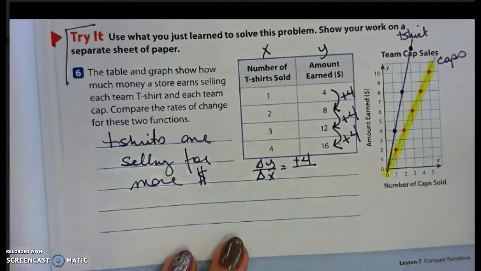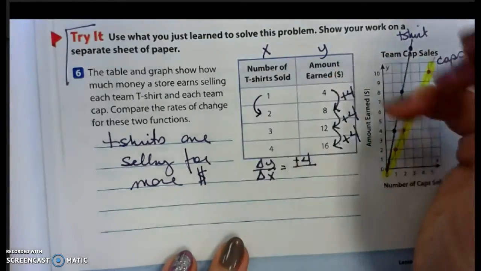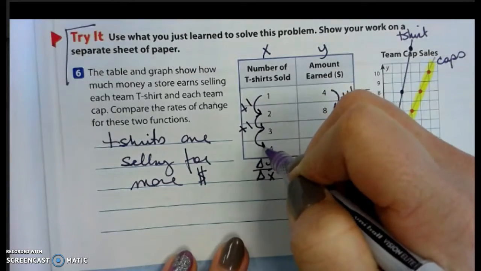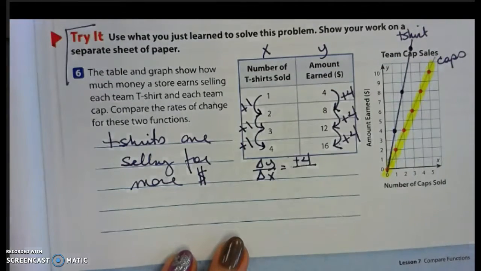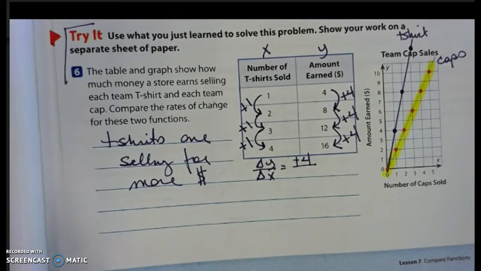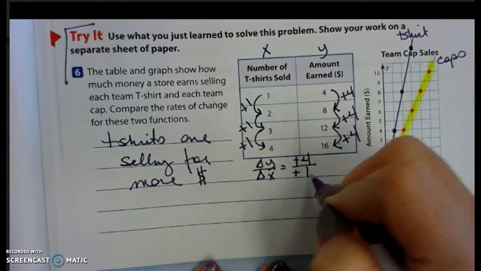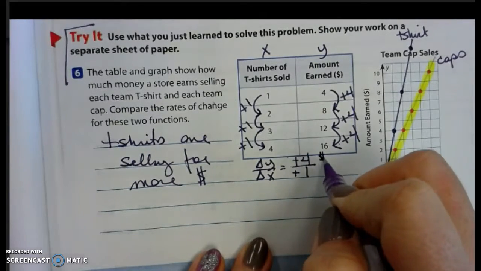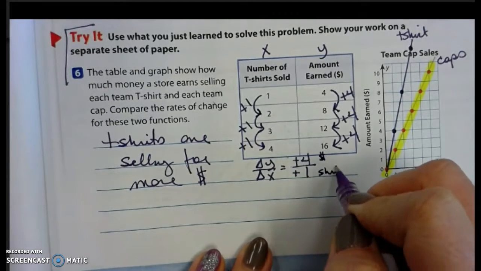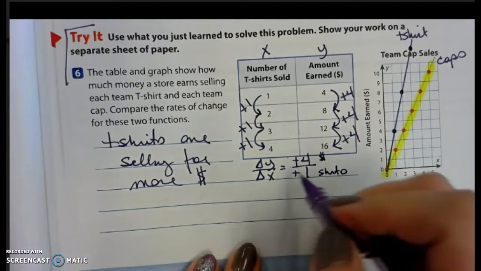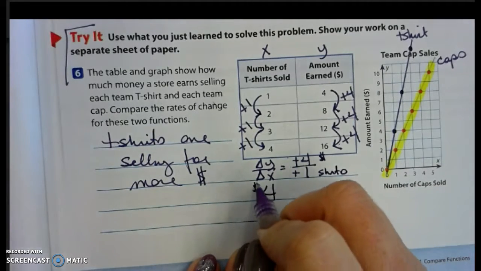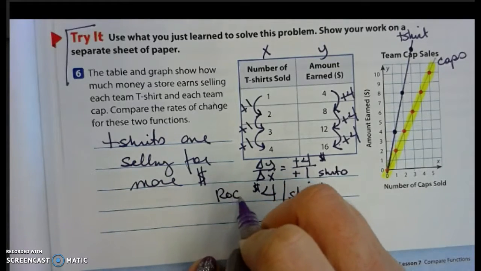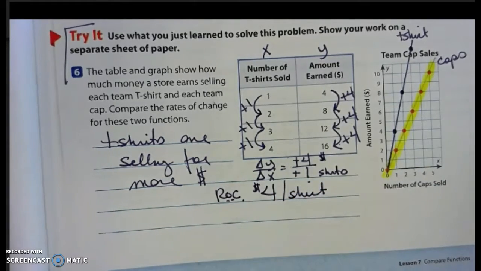For my x's, I could do the same thing. From 1 to 2 is plus 1. From 2 to 3 is plus 1. From 3 to 4 is plus 1. Now, since all of those were the same, so our rate of change, okay, the 4 was in dollars and 1 was in shirts. So our rate of change was $4 per shirt. Okay, the rate of change for our table was $4 per shirt.